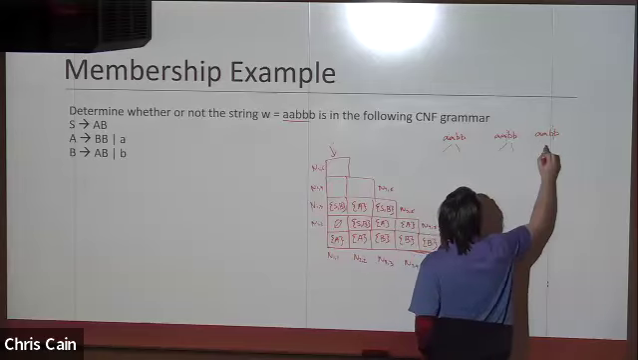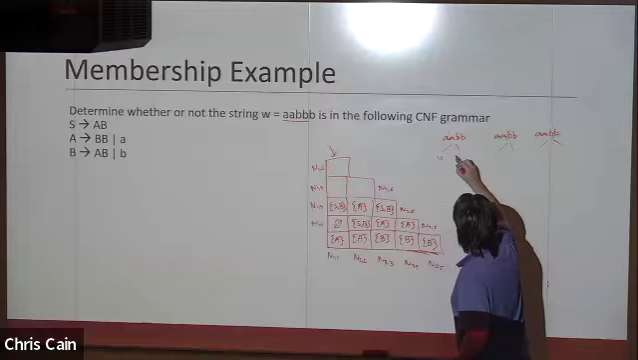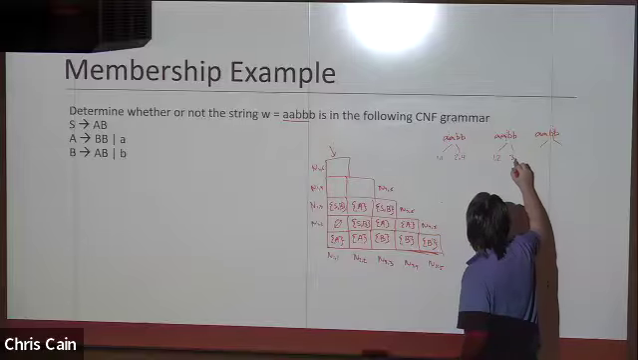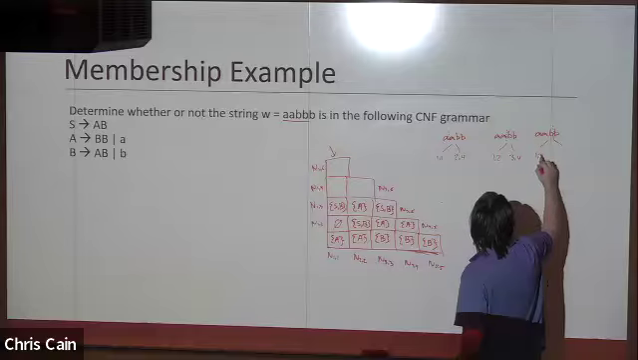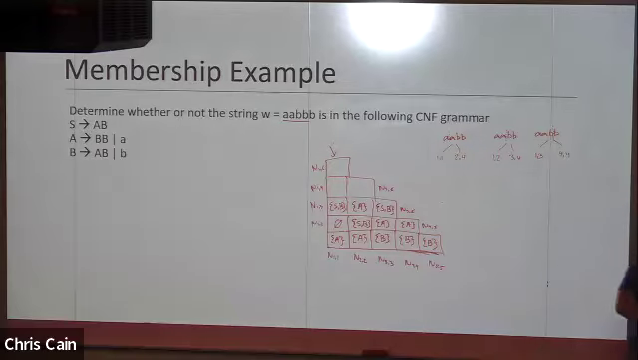Breaking this down, we end up with 1, 1, and 2, 4. We end up with 1, 2, and 3, 4. And we end up with 1, 3, and 4, 4 as our possible substrings, breaking that in any possible midpoint.